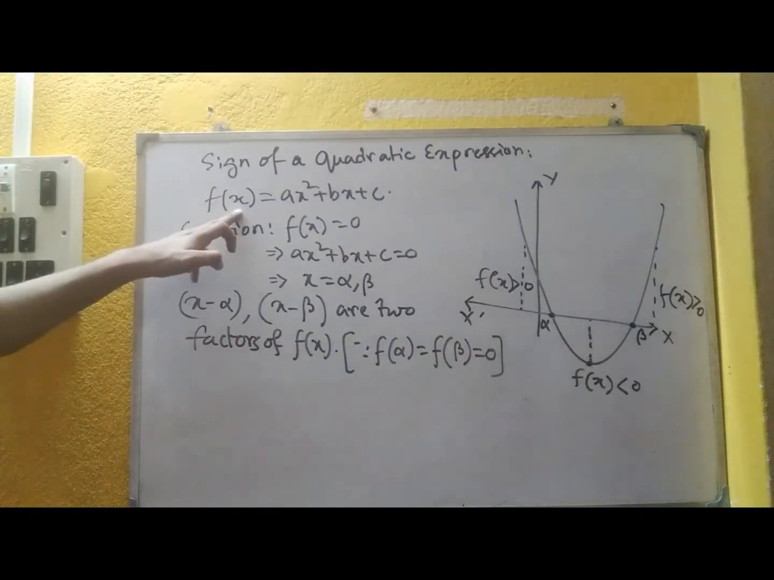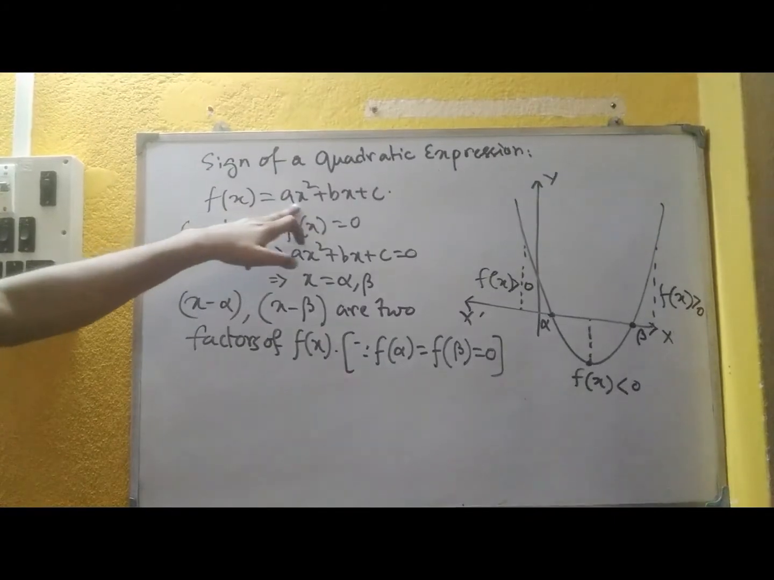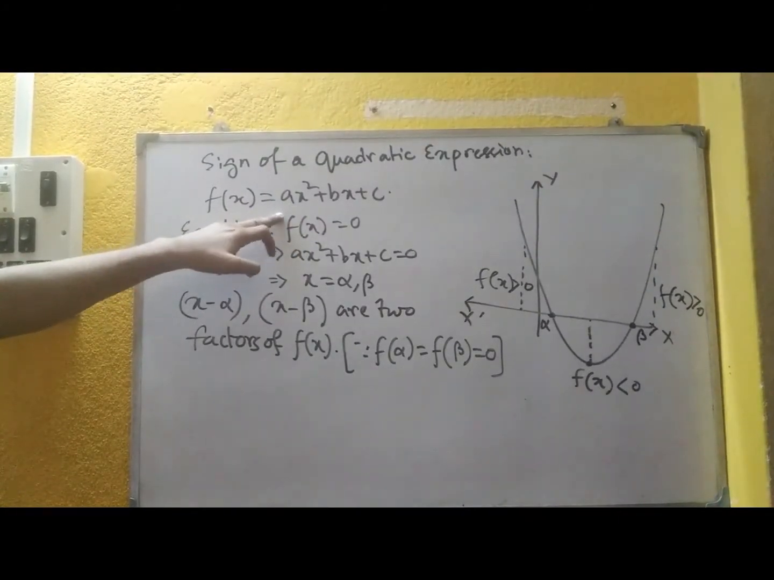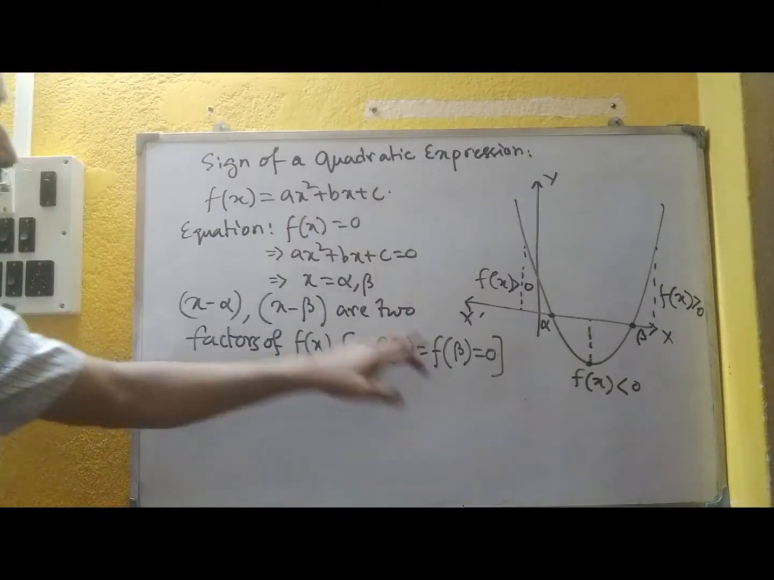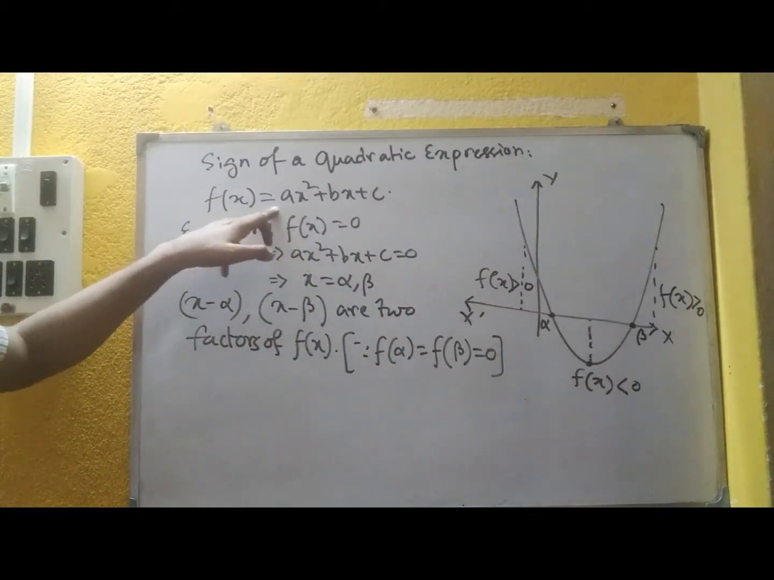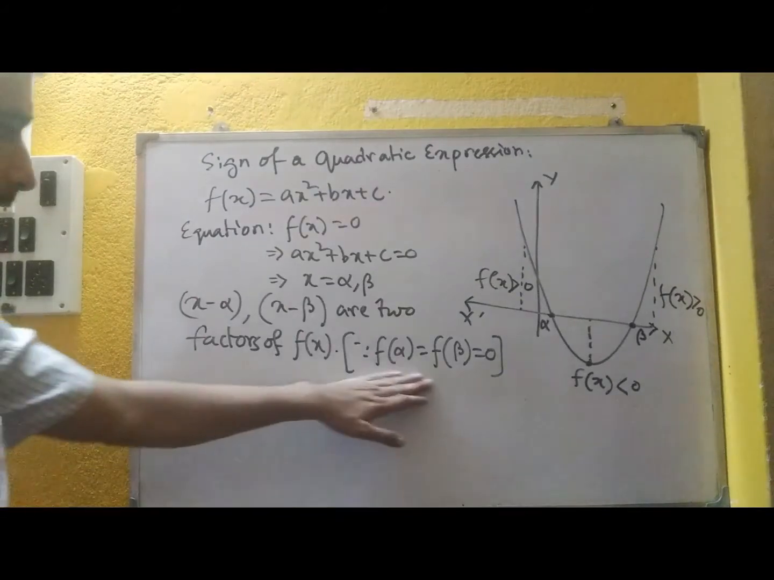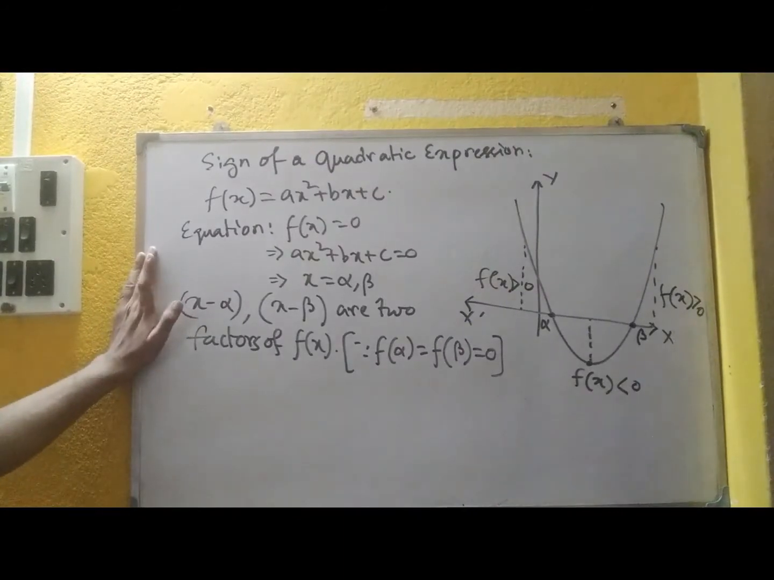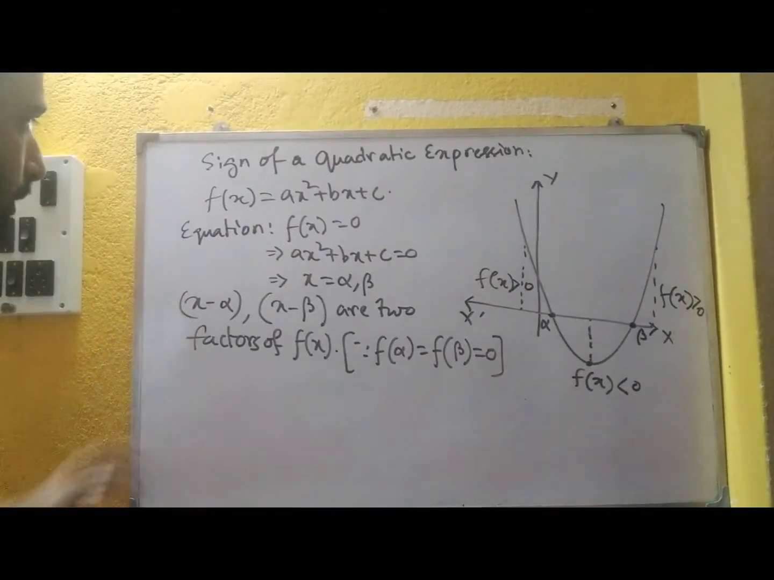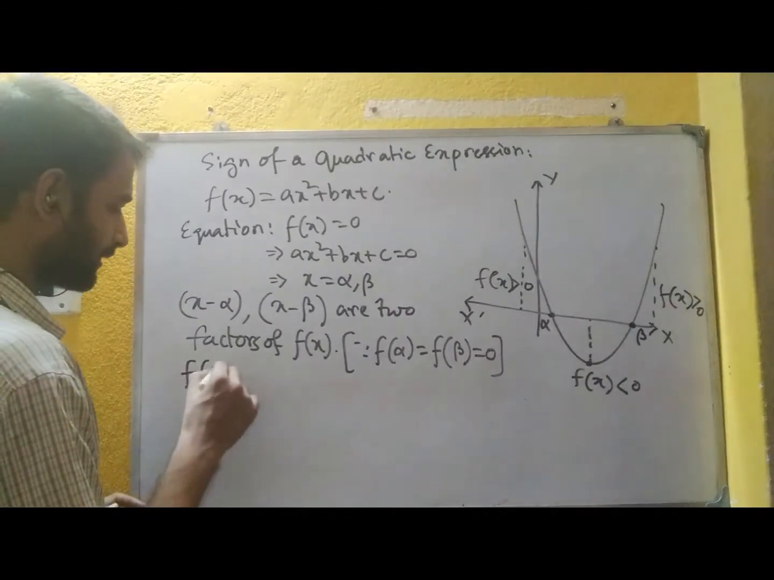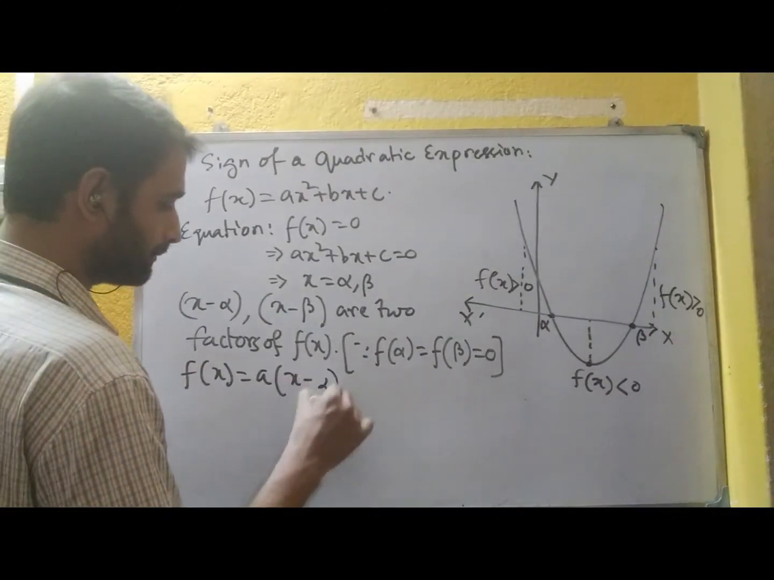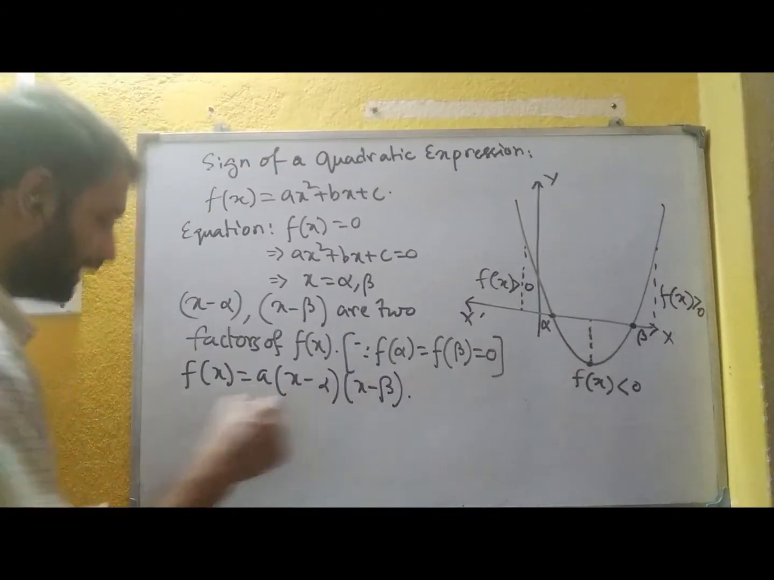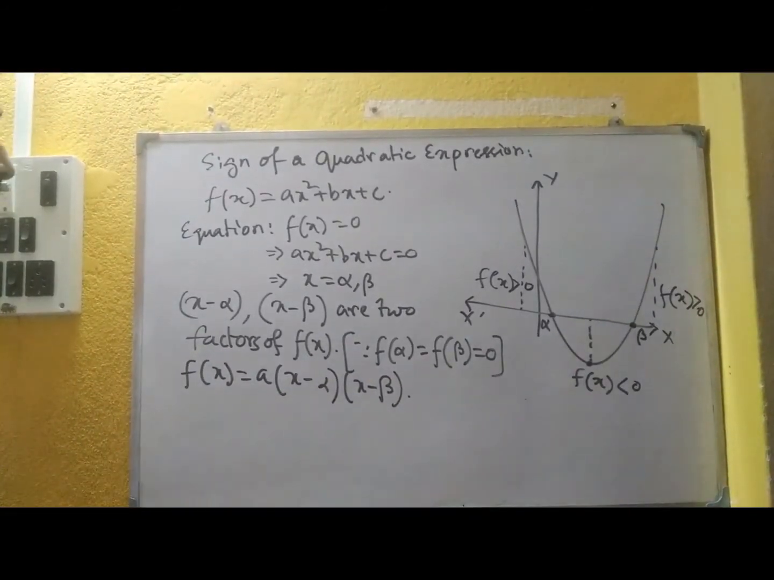Because since alpha is a root, if you put x equals alpha, the expression will be 0. So f of alpha is 0. Similarly, if you put x equals beta, then again since it is a root, it is 0. And since these are 0, we can say x minus alpha and x minus beta are the factors. Now since it is a quadratic expression, it must have maximum 2 factors. So that means the expression f(x) can be written like this. The a is giving the leading coefficient, so it will be there in the expression.